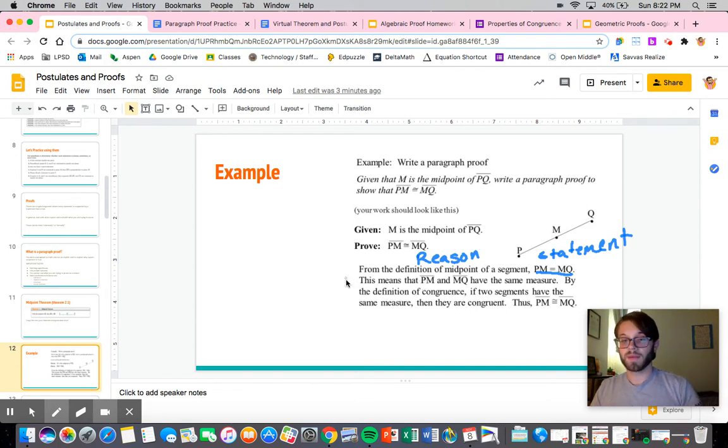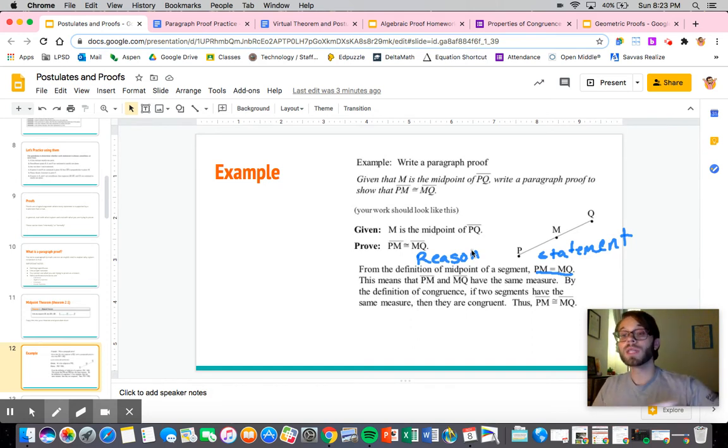All right. So our next thing that we can say, we're just giving a little bit more of a justification for it. This means that segment PM and MQ have the same measure. So we're just elaborating this a little bit more, describing what this means. Honestly, this one's pretty self-explanatory, so you don't necessarily even need to use that sentence, but it's just included for extra clarity.